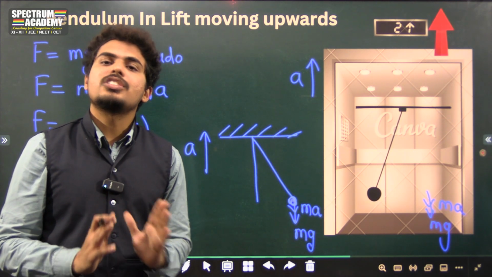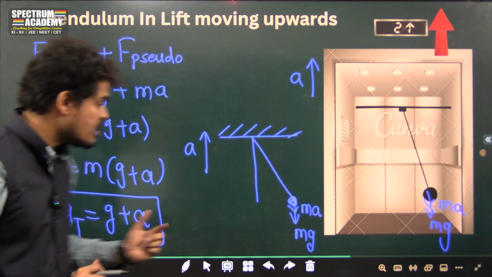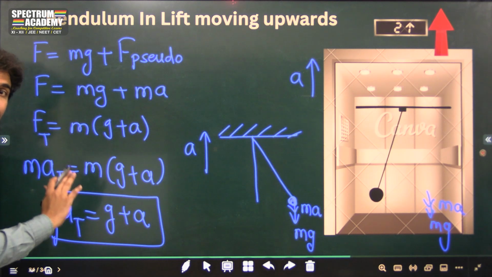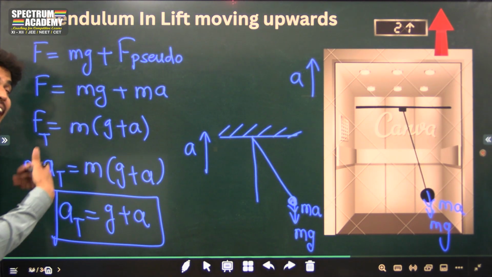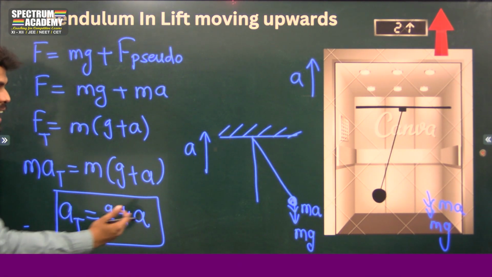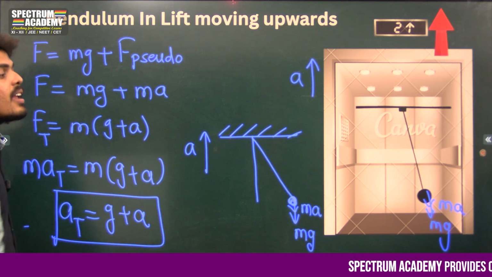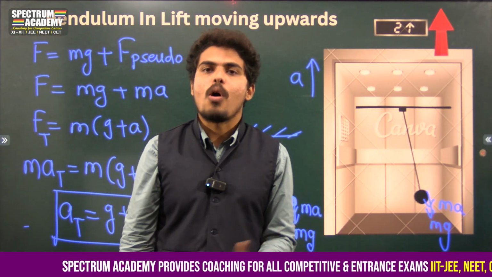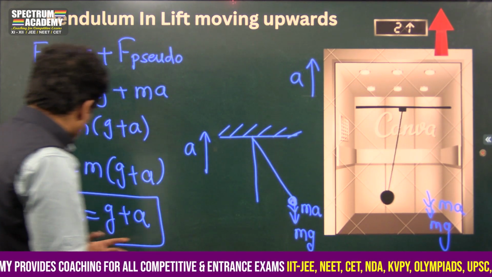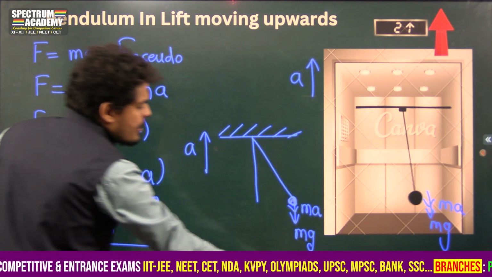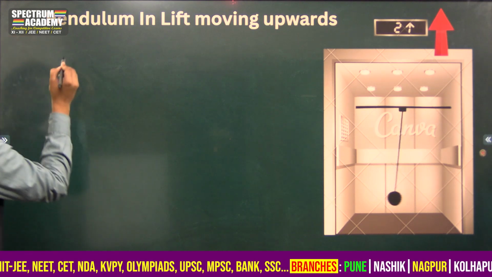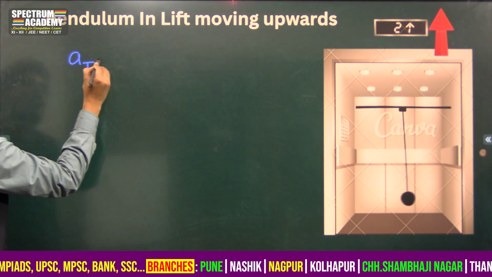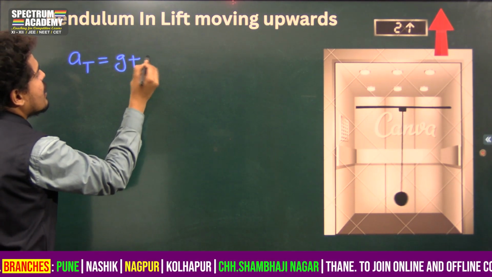The total acceleration acting on the bob is not only g, but there is addition of some pseudo acceleration a. So g plus a is the resultant acceleration acting on the bob. So we have this: the total acceleration on the bob is g plus a.